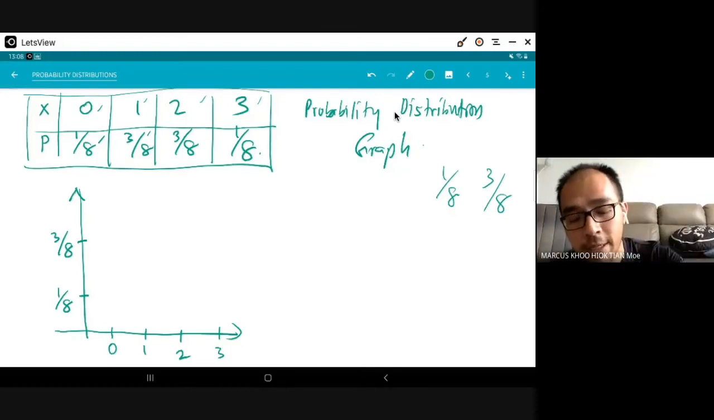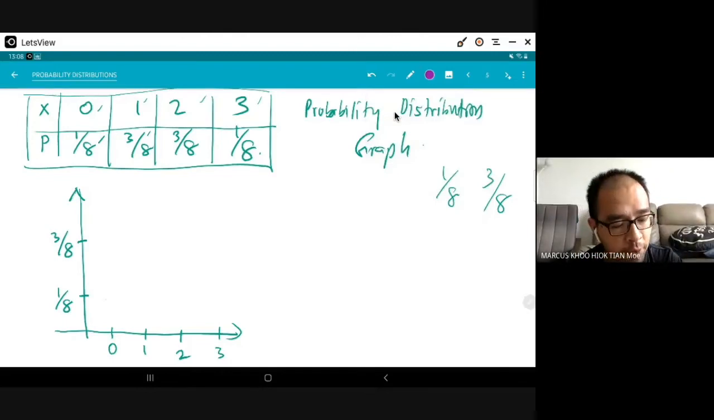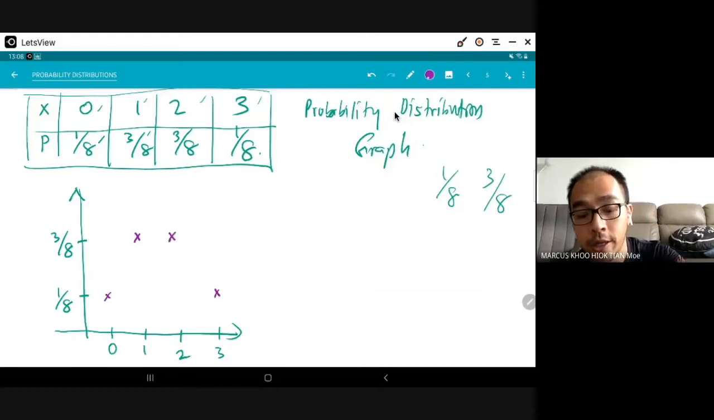Now, this is the best part. This is the easiest graph that you will draw in this entire world. 0 is 1 over 8, right? So we plot first. 1 is 3 over 8. 2 is 3 over 8. And 3 is 1 over 8. Once you plot already, then we draw the line. Why am I using the same color? We draw the line.